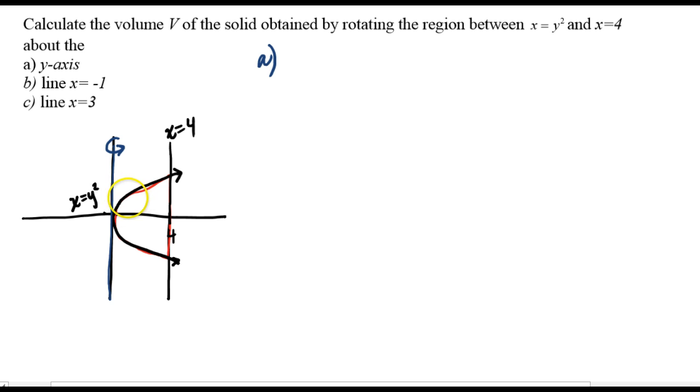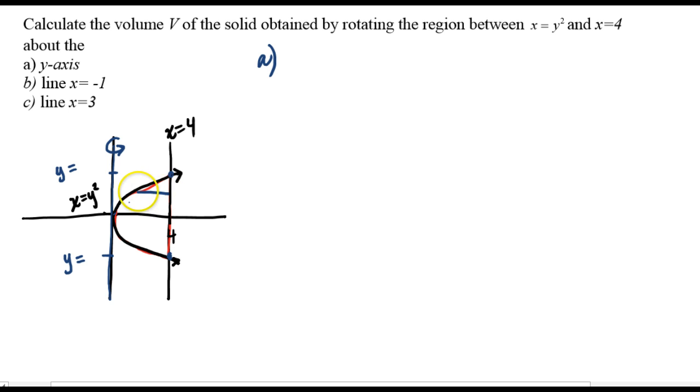So if I think about rotating this region, let me just pick a particular value. So I'm rotating it between this y value here, which we're going to need to find, and this y value here, which again we're going to need to find. We're rotating this region around the y-axis. So let me go ahead and attempt to draw what's happening.